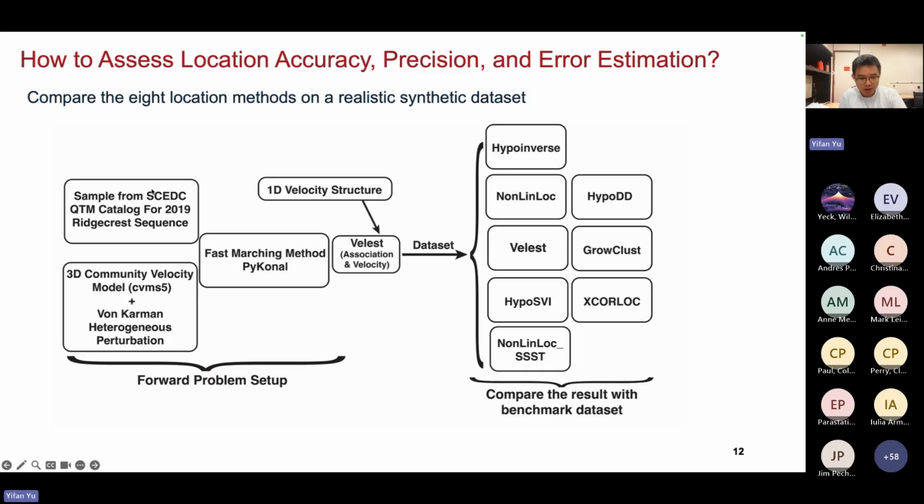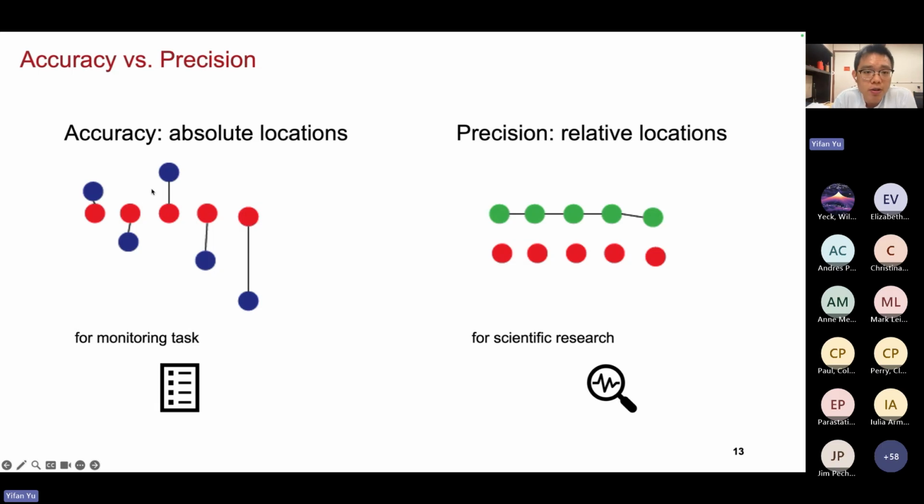Before I talk about the details of how I build up the workflow, I would like to first clarify two things, accuracy and precision, because as the title I've shown says, accuracy and precision. In this work, accuracy refers to the absolute locations, the difference between the inverted results and the real location. This is more important for monitoring tasks. You really need to know where exactly it happened.